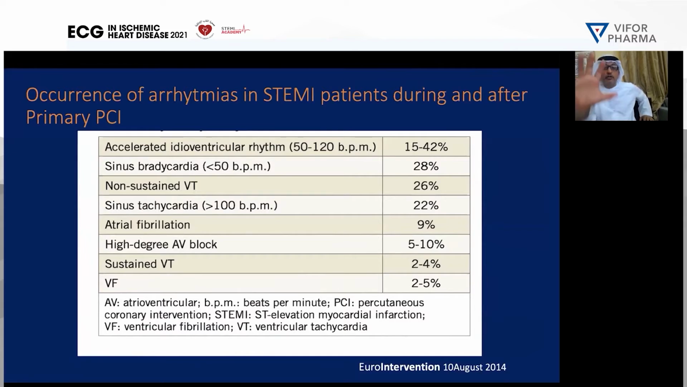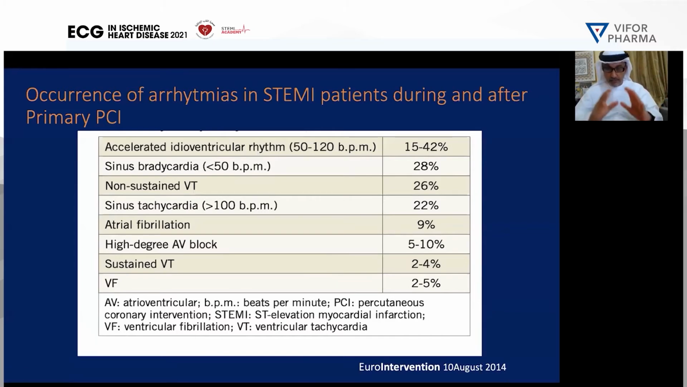Okay. The message I'm trying to link to this case is tachyarrhythmias associated with STEMI. Remember, we talked about bradycardias, complete block, RV infarction, posterior involvement. So arrhythmia again is very important to watch, and that's the role of the monitor when you hook your patient to the monitor. Almost 15 to 40% of the patients will get some sort of accelerated idioventricular rhythm. A lot of the time it's benign because of reperfusion. We see it after we open the artery or after we give thrombolysis.